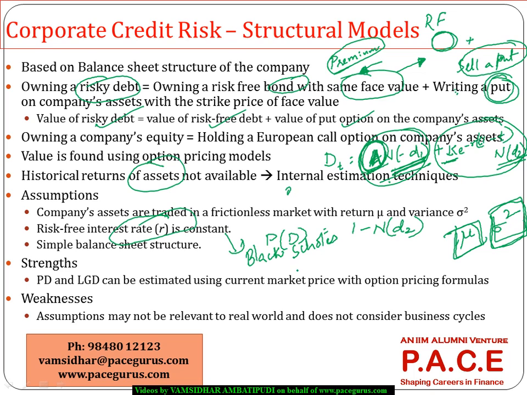to find out the value of the equity, and that constant interest rate is one of the assumptions of Black-Scholes formulas also. So even all these structural models make an assumption that the interest rate is constant and the assets are traded very comfortably in a frictionless market where mu and sigma squared, the mean return of the assets and the variance of the return of assets, are quite comfortably calculatable. But the reality is that is the major difficulty.